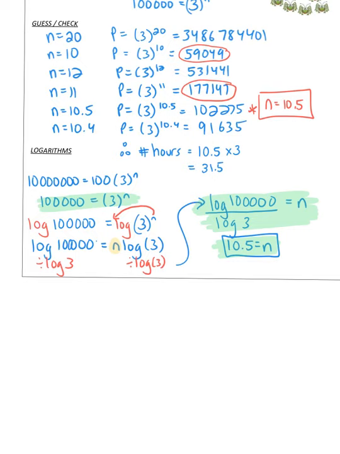So remember, this is again not the final answer, so just as we did before, we then have to say the number of hours is the value for n times 3. And that is how you solve for an unknown that is an exponent.